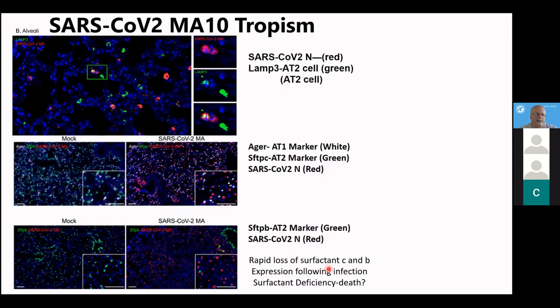You can knock out, I think it's surfactant C in the animal, and a mouse will survive just fine, but if you knock out surfactant B, you have a dead mouse. The alveoli can't open up as you breathe in to bring air into the deep lungs. So we think surfactant deficiency may contribute to death.